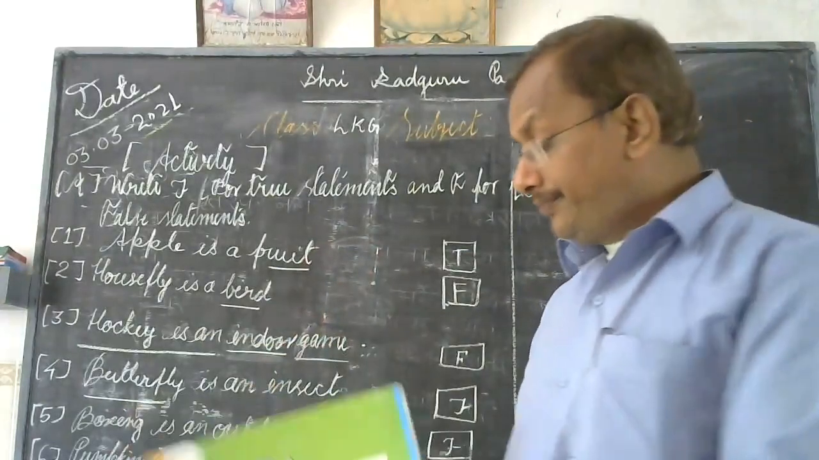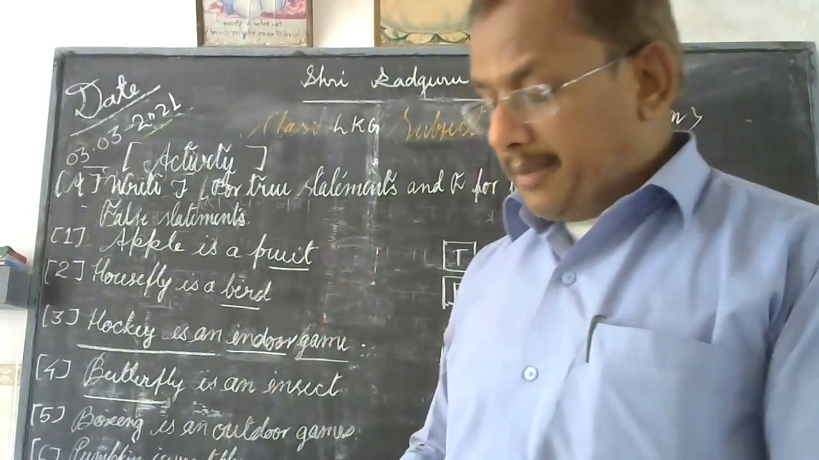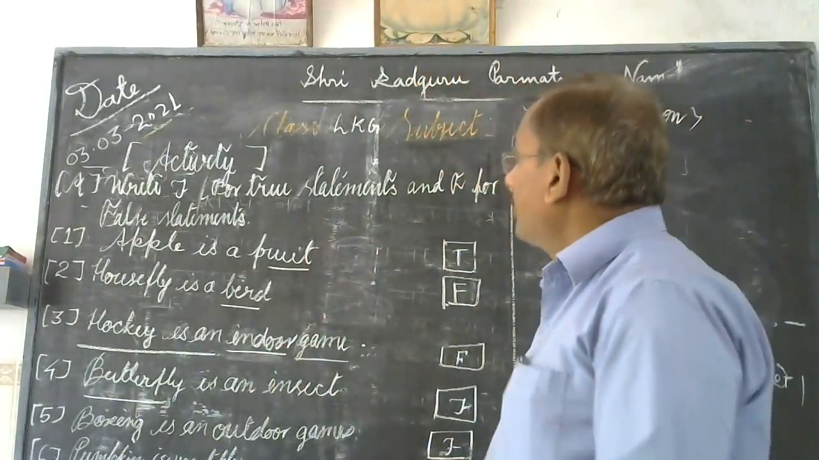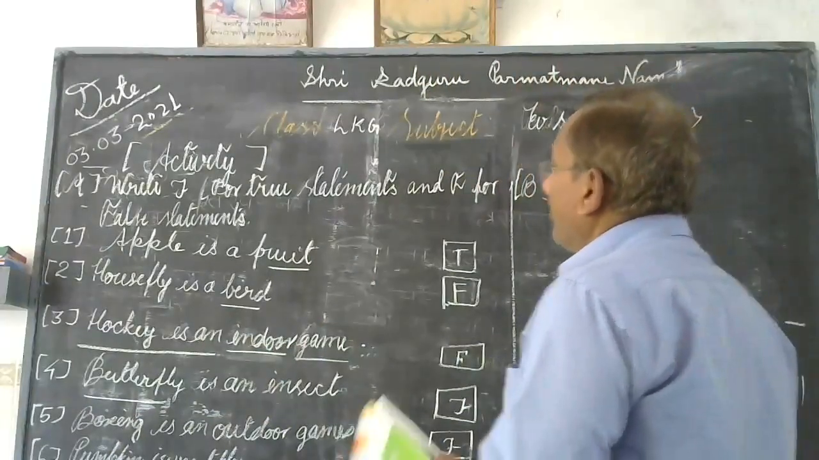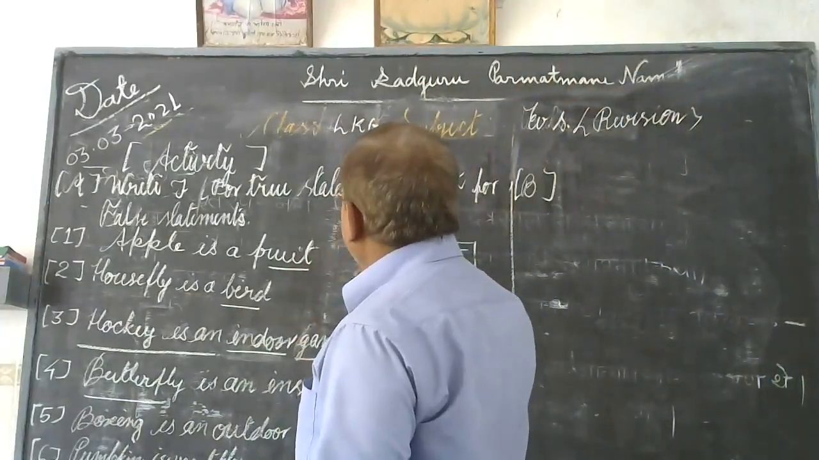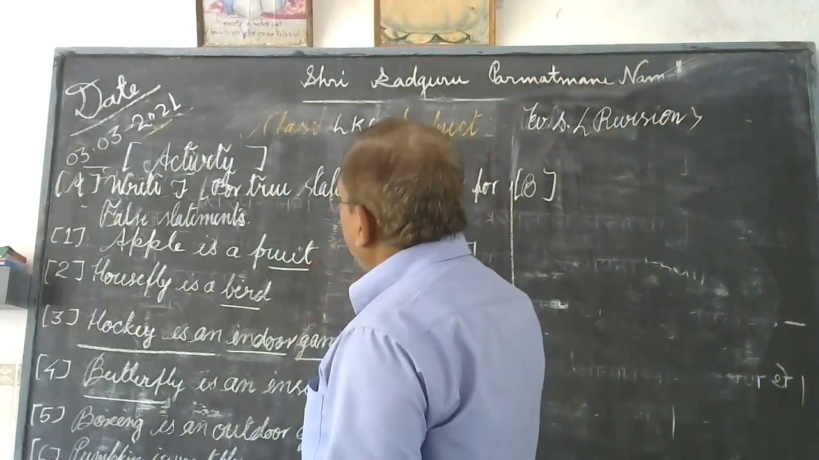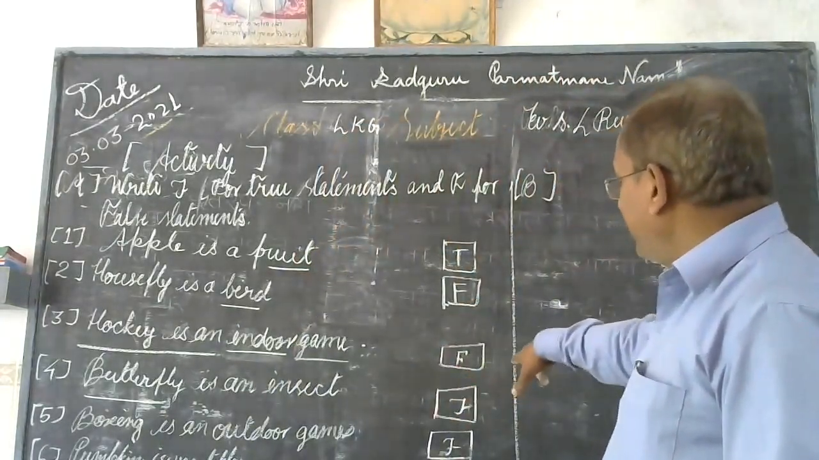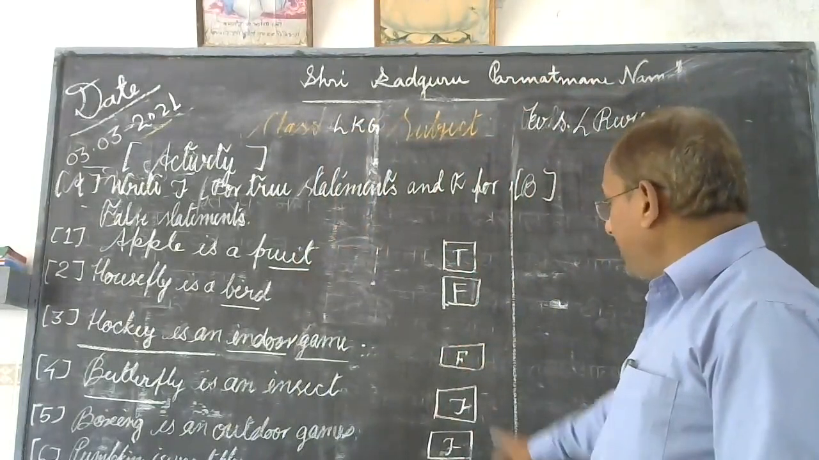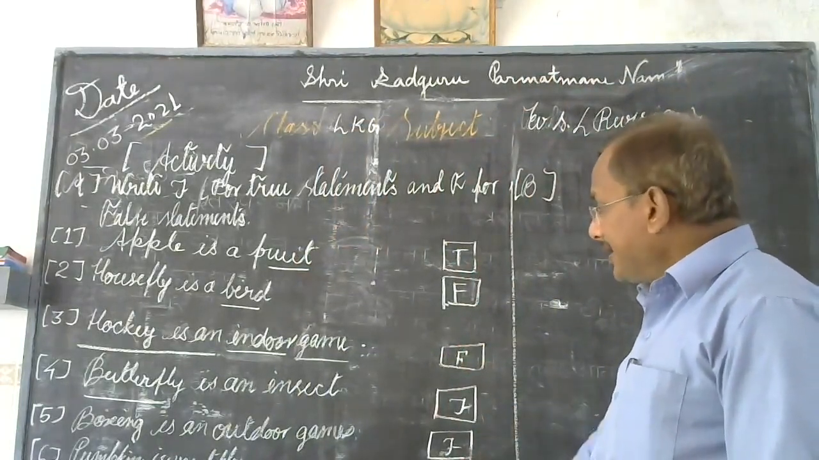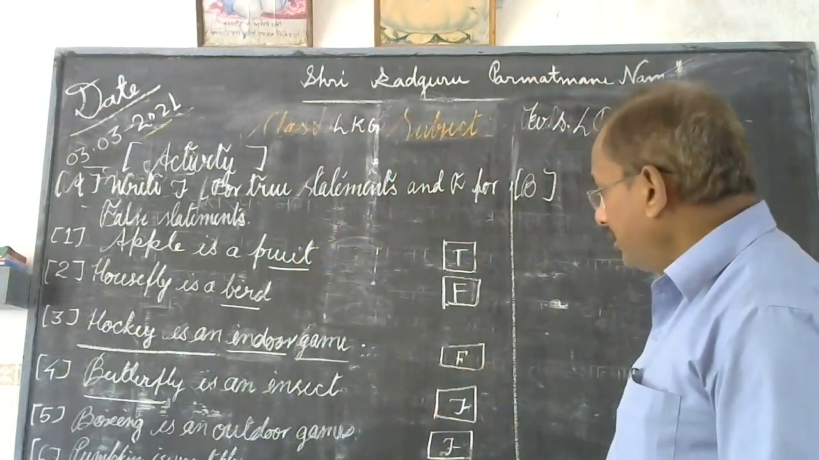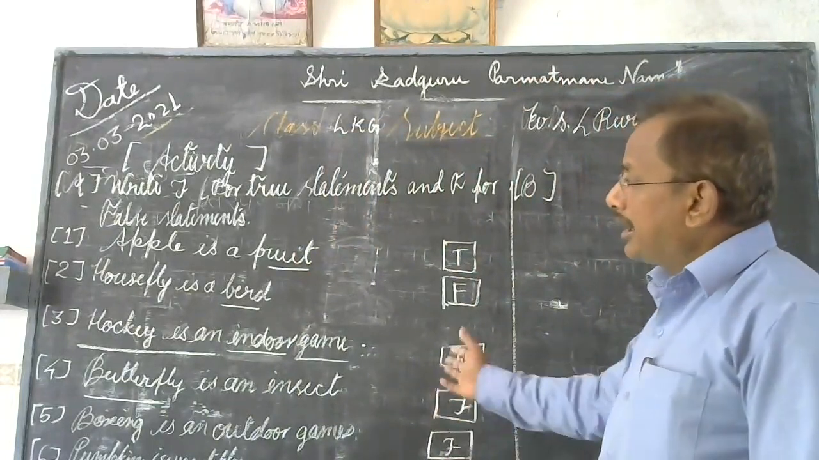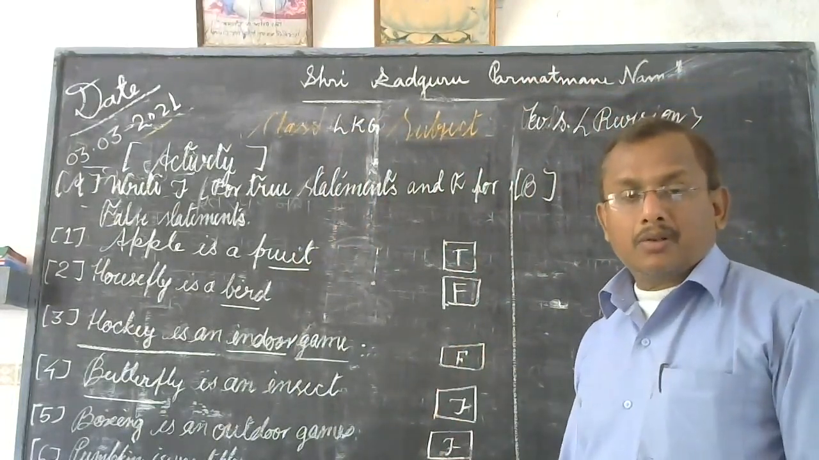Have you understood well? Now your activity part is totally completed. We can write these sentences' answers: First is true, second is F, third is F also, fourth is true, fifth is also true, and sixth is also true. So you can write in your notebook and learn it clearly. Thank you.